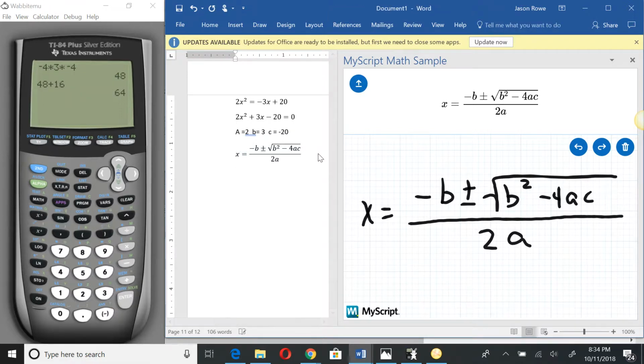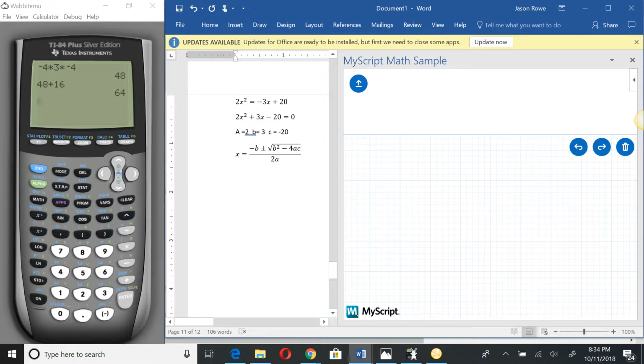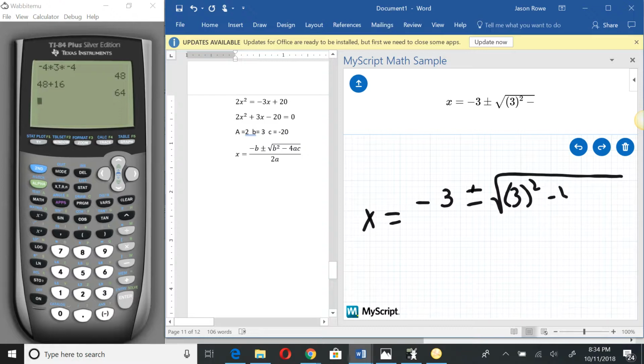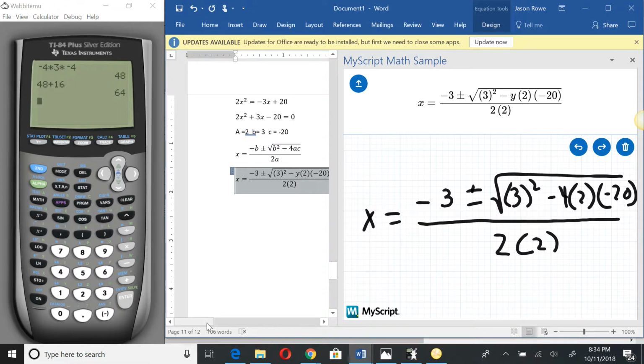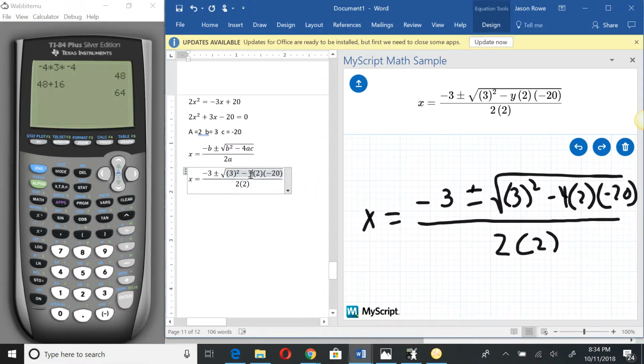Plug and chug. All right, opposite of B. So that's going to be negative 3 plus or minus the square root of B squared, which is 3 squared, minus 4 times A, which is 2, times C, which is negative 20, all divided by 2 times A, which is 2. And I'll change that Y there in just a second. Okay, that Y is supposed to be 4.